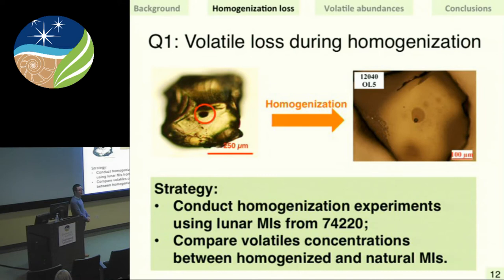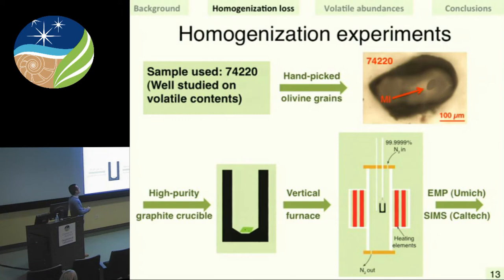So for the next part of my talk, we will discuss the first question: whether volatiles could be lost during homogenization experiments in the lab. As I just said, it is usually necessary to do homogenization experiments for crystalline melt inclusions found in the lab. To figure out whether water and other volatiles could be lost during homogenization, our strategy is to have two groups of melt inclusions from the same sample. Then we do homogenization experiments on one of them, and compare volatile concentrations between these two groups. And this is what we did.